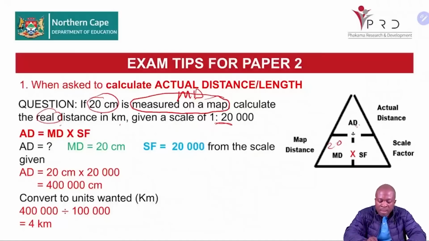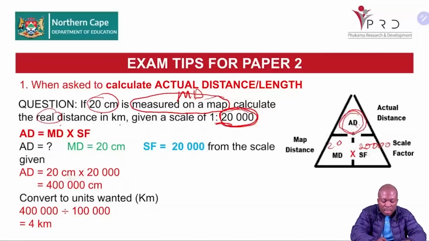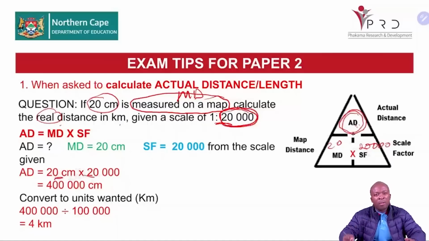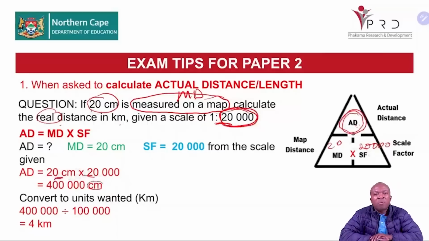So from this scale, you will get your scale factor of 20,000. Now we have got two of the numbers, right? We have got the 20, we have got the 20,000. So you see now I have got 20 and 20,000, meaning I am looking for the actual, the real. So the actual will be MD times SF. That is why I am writing it here, 20 times 20,000. That will give me 400,000. Now 400,000 is in centimeters because the value given to us in the question is in centimeters.